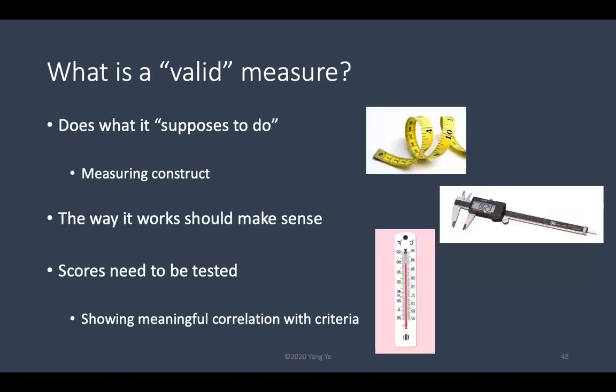And the idea of a valid measure is a little bit different from the idea of a valid experiment, in that it is referring to whether it is measuring what it is supposed to measure. Okay? So the way it works should make some kind of sense.